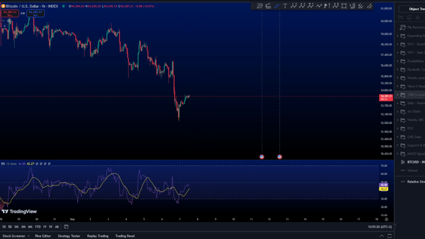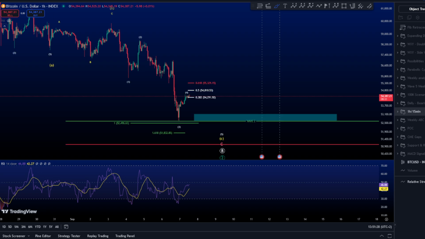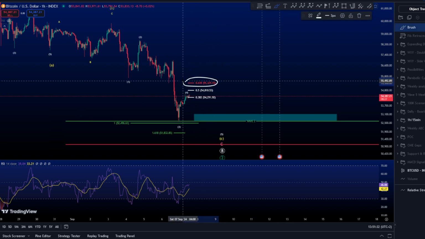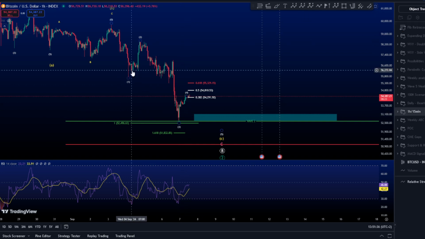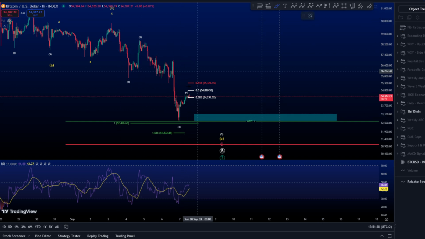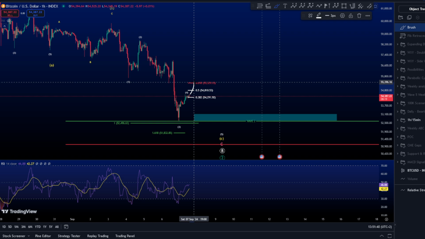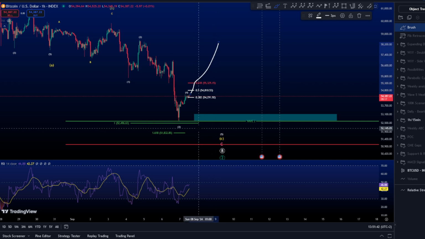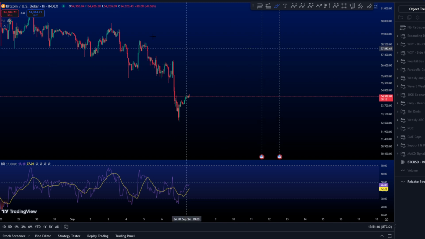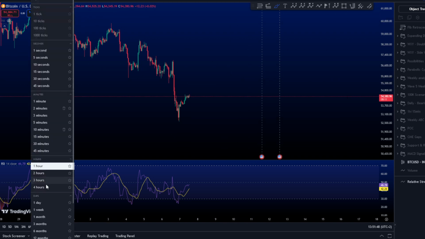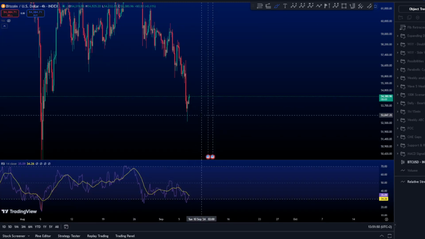However, I just want to mention one more thing here: if we retrace and touch this 0.618, the impulse will be invalid. Okay, this impulse 1, 2, 3, 4, 5 will be invalidated, and then we are looking for higher. However, until that happens, we are still looking for a wave 5.